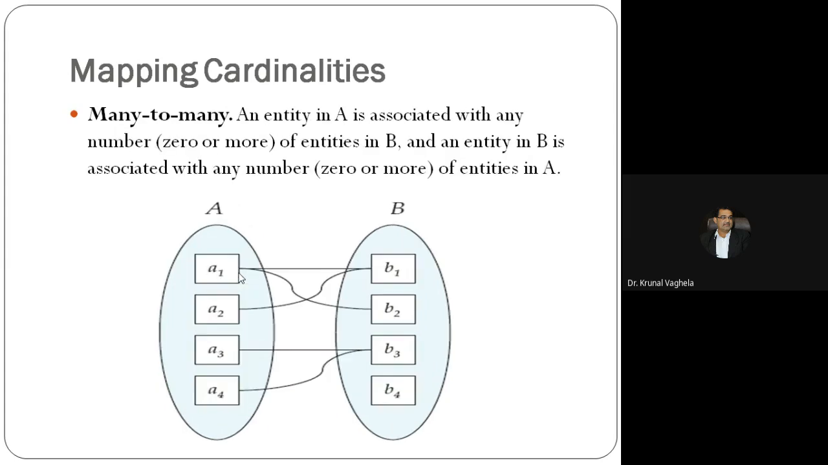Many to many. A student can be mentored by multiple professors, and a professor can have multiple students. Same, a person can have multiple bank accounts in the bank, and the bank also can have joint accounts.